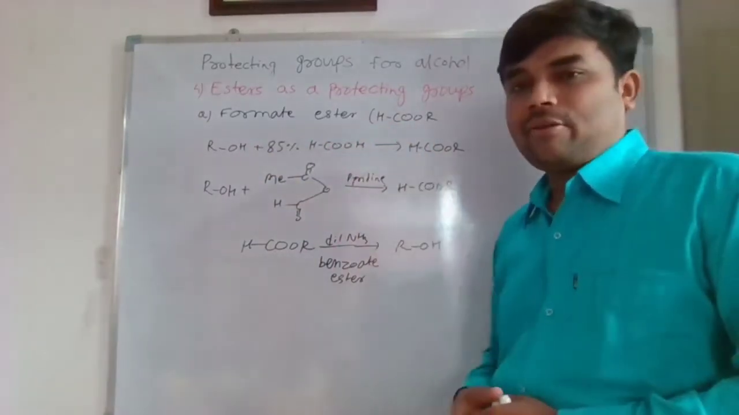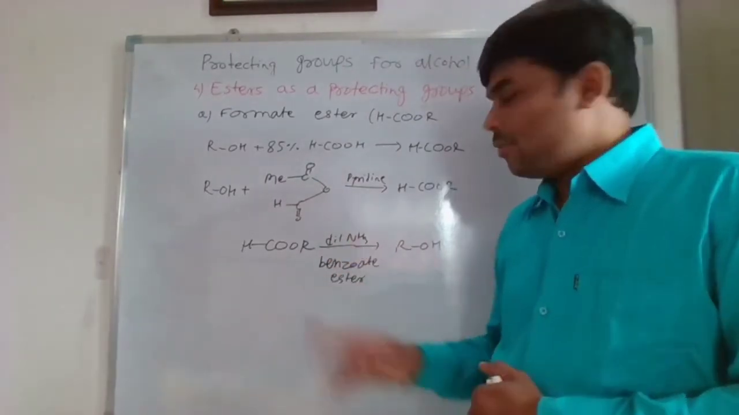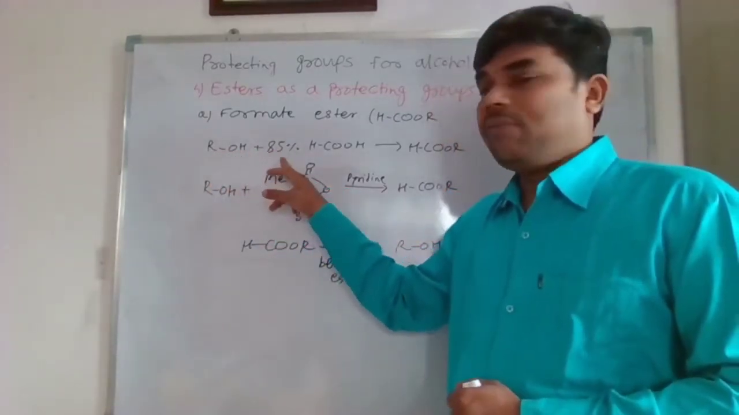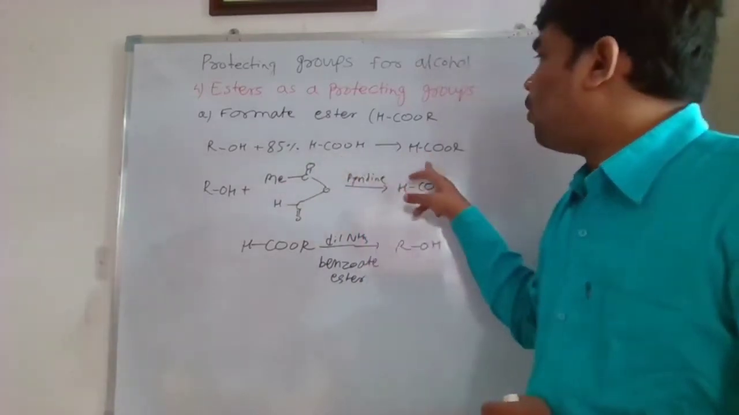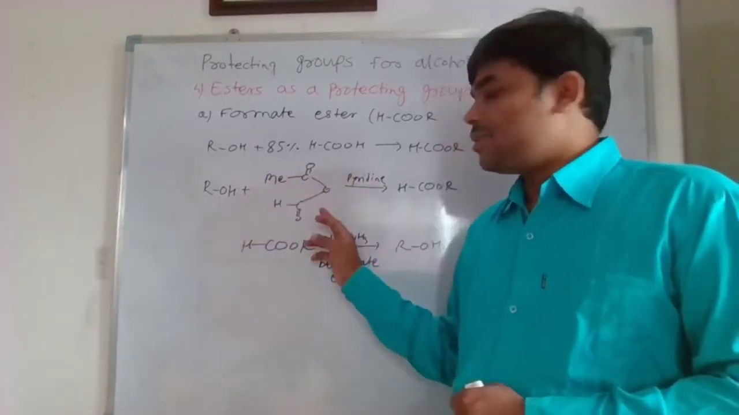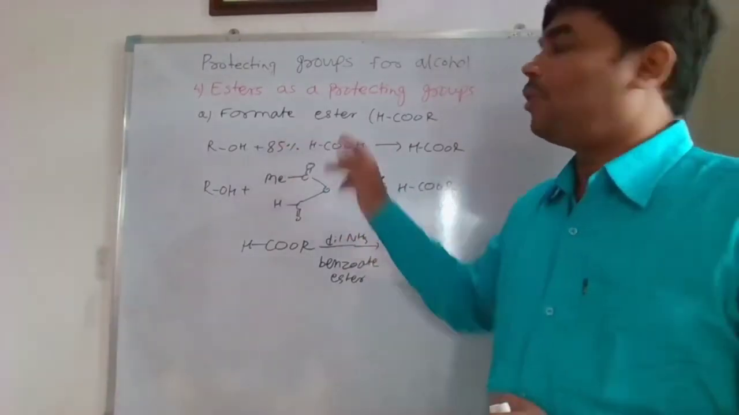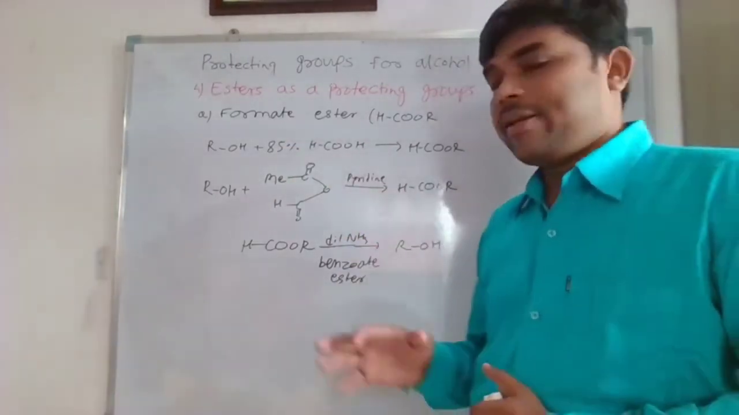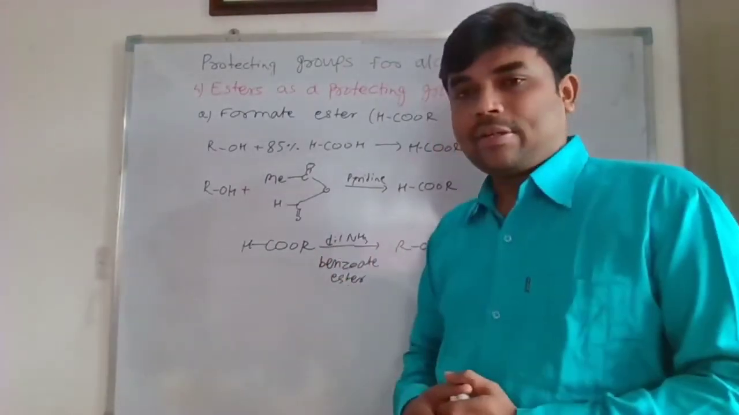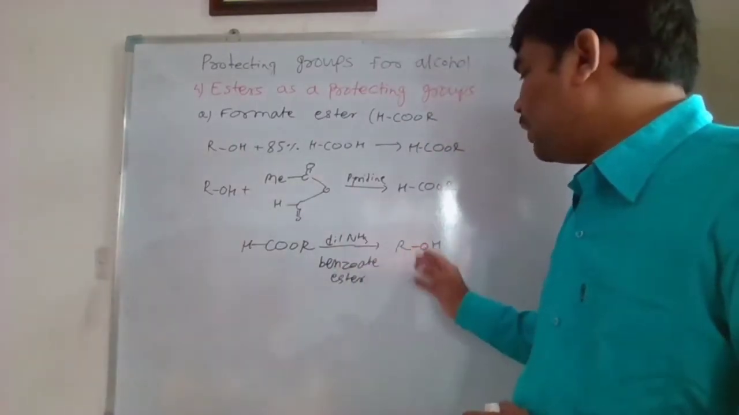This formate ester derivative is cleaved by dilute ammonia or benzoate ester, and we again get our alcohol. For protection, when alcohol reacts with 85% formic acid, it forms the formate ester derivative. Or when alcohol reacts with such acid anhydrides in presence of pyridine, it again forms formate ester. This formate ester is cleaved or deprotected by dilute ammonia or benzoate ester. When this formate ester is deprotected, we get this alcohol.